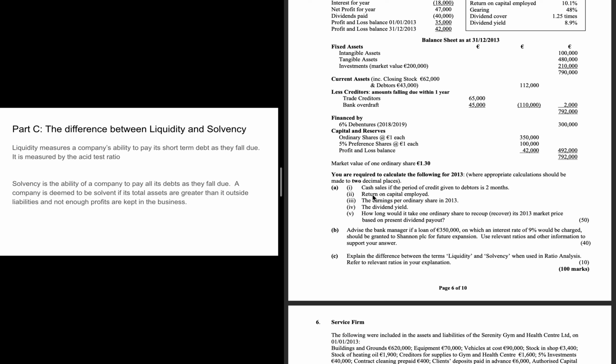But we need our assets to be greater than our outside liabilities. So 790 is greater than 400. So they're solvent. So solvency is an ability to pay all of its debts as they fall due. Okay, and that'll get us the full marks there.